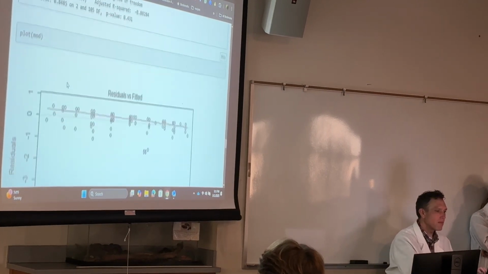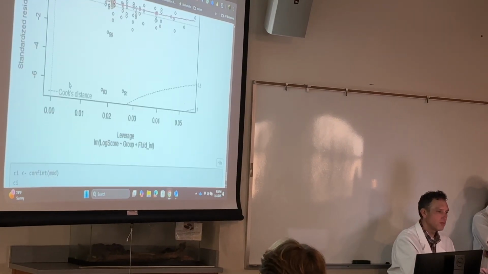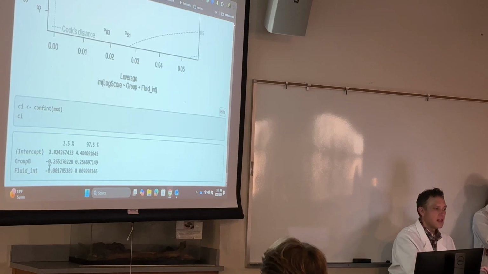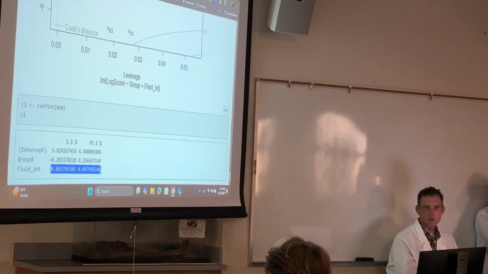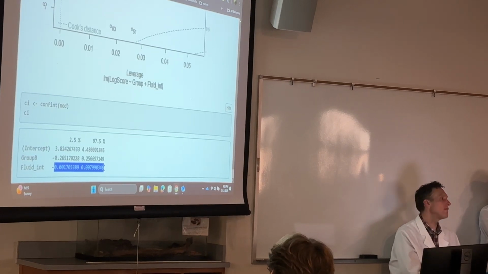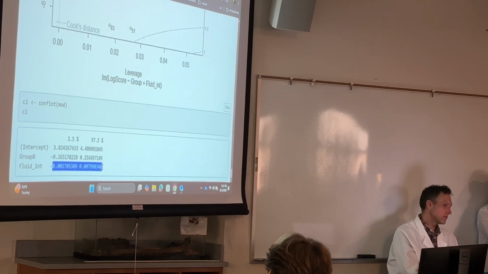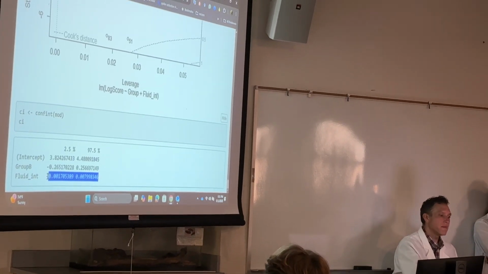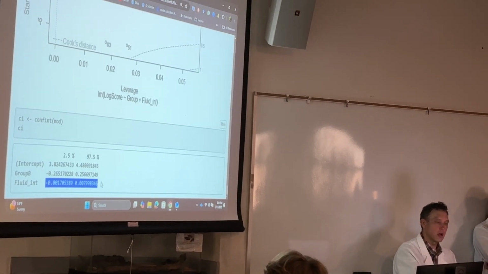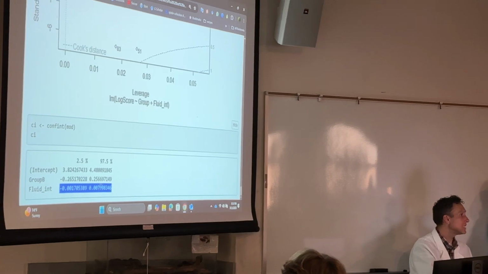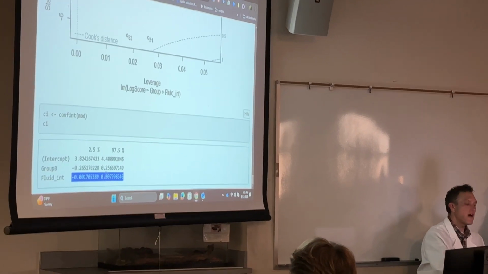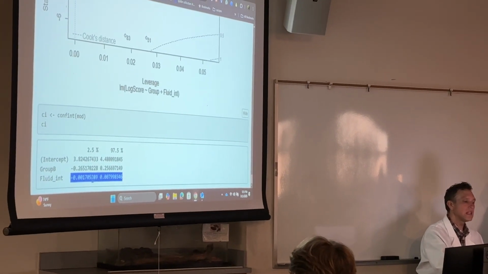Maybe. There's one more thing that I want to show you. This is my confidence intervals around my estimate. The very last table is the confidence intervals around my estimate. So I am 95% sure that if I were to measure this 1,000,000 times, I would find an estimate between these numbers.